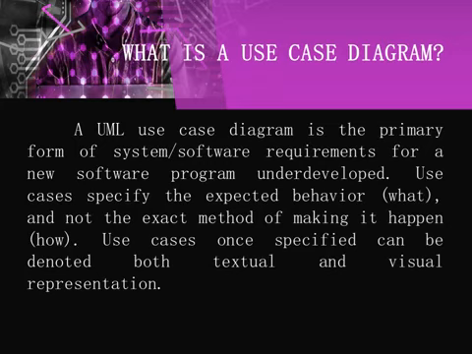What is a use case diagram? A UML use case diagram is the primary form of system or software requirements for a new software program under development. Use cases specify the expected behavior, the what, and not the exact method of making it happen, the how. Use cases, once specified, can be denoted in both textual and visual representation.